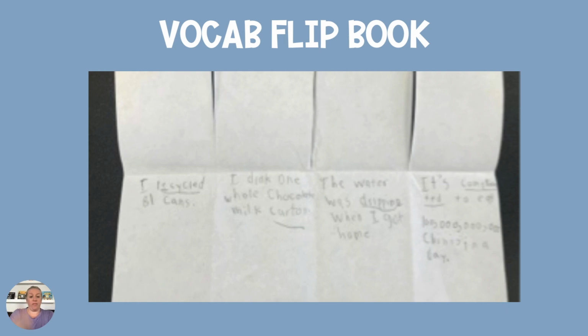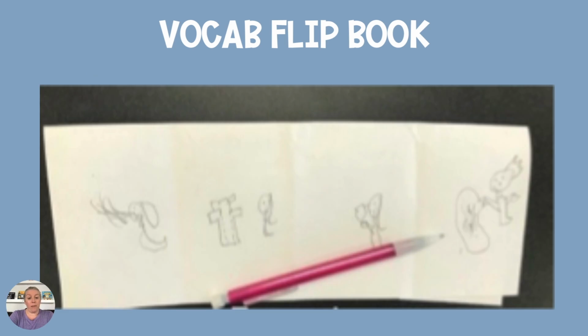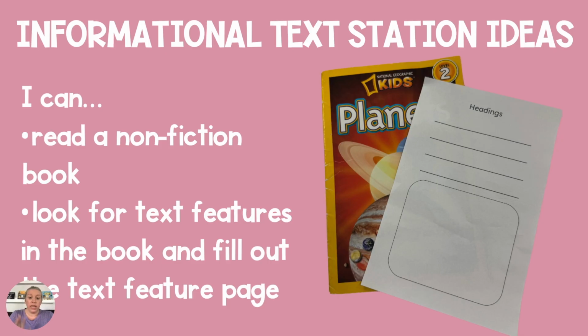Then as they open up the flaps, on the top part of the flap, they actually write the definition, what the word means. And then what you're seeing here on the bottom, they use that word in a sentence, and they have to underline the word they used. Then on the back, they're going to draw a sketch that helps them remember that word as well. So this is another activity you could do with a variety of different vocabulary words from a story or from content that you are teaching.